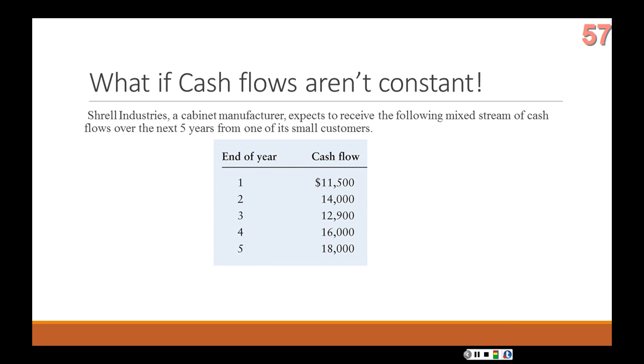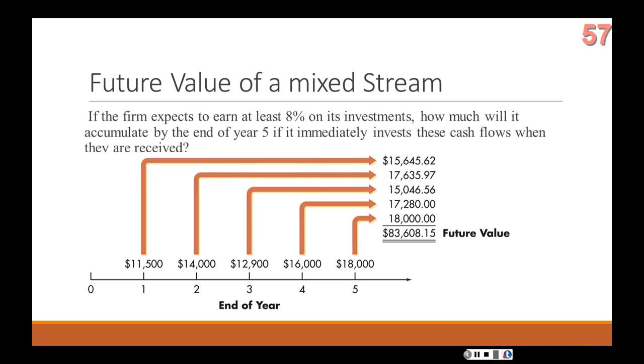So what if cash flows aren't constant? What if we have mixed streams of cash flows, which in real life is much more practical? So at the end of year 1, this company is going to receive $11,500. At the end of year 2, $14,000. At the end of year 3, $12,900. At the end of year 4, $16,000, and at the end of year 5, $18,000.